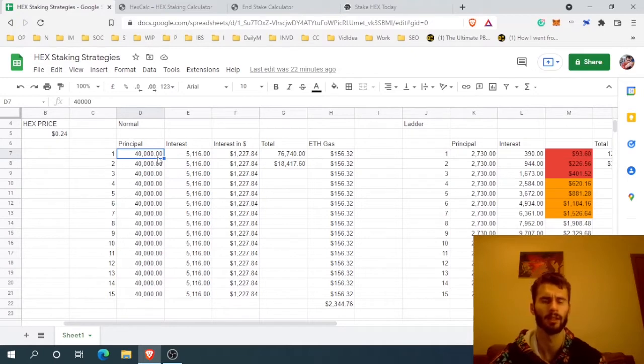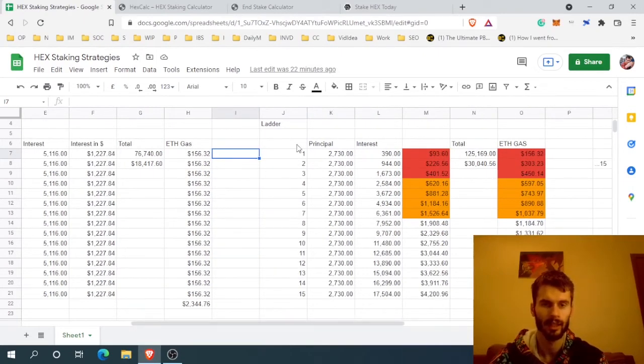it's a decent sum if you're a beginner to invest. It's definitely a good starting point. Though if you have smaller amounts, then maybe these strategies aren't even a viable option for you at all. Because if you stake, let's say, $1,000, that would be 4,000 Hex. You would probably earn less interest than your gas fee would be, even higher than the interest that you earned. So it would not be a viable option.